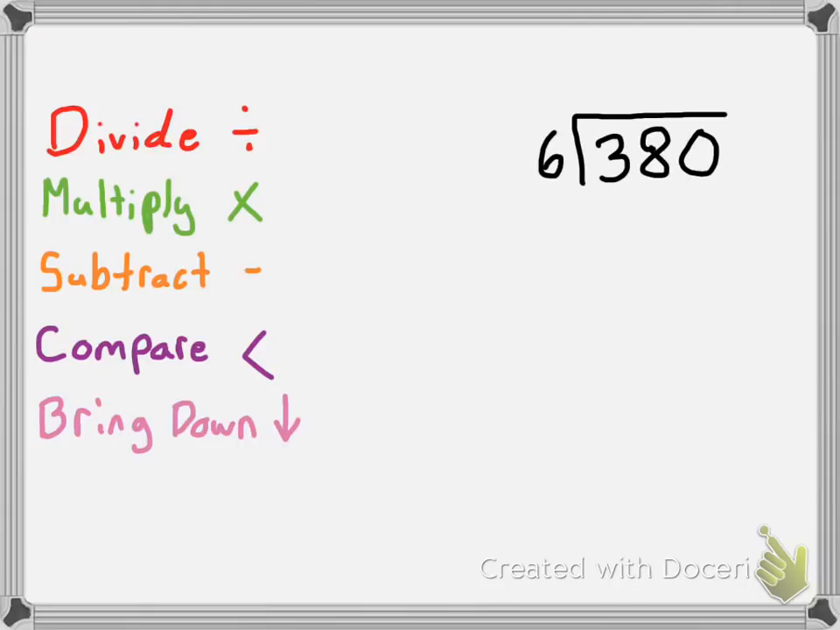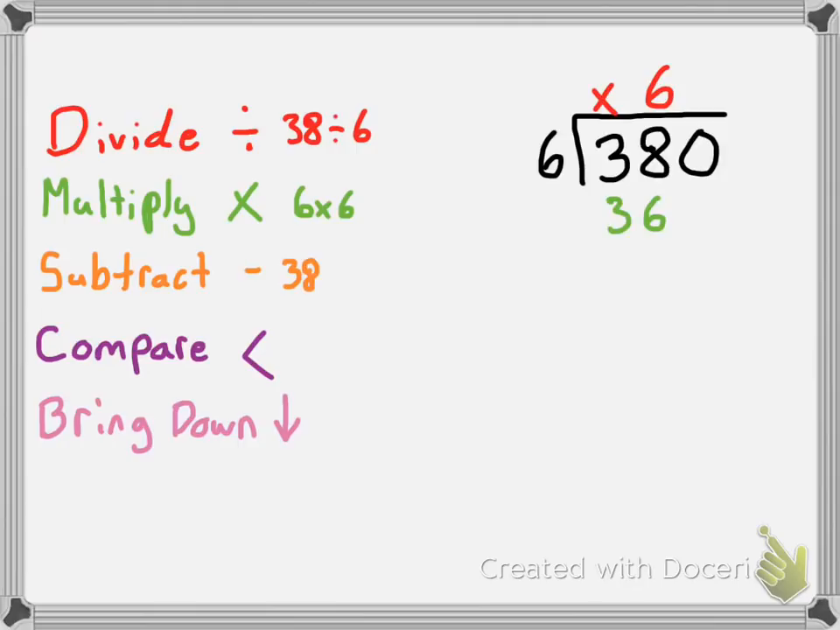A 3 can't be divided by 6, it's too small. So I'm going to put an X right on top of my 3. And now I'm going to look at 38. 38 divided by 6 is going to be my first step. 38 divided by 6, I know, is 6. I'm going to put that 6 right on top of the 8, and I'm going to move to step 2, which is multiply. 6 times 6, and 6 times 6 is 36.